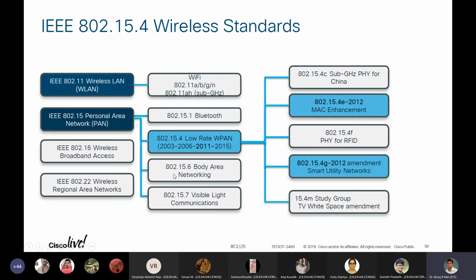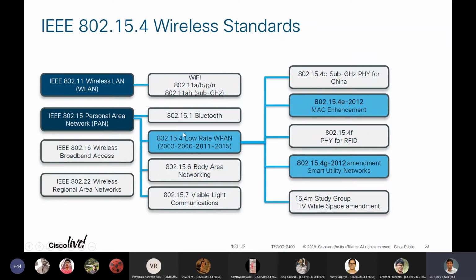And then you have 802.15.6, which is body area networking, mainly for wearables. And then you have 15.7, which is for visible light communications, so you can transmit data in the visible range. Those standards are available here. This is not something that we are going to look at. Mostly it's in the research phase right now. You will not find a lot of commercially available cheap technology in this area.